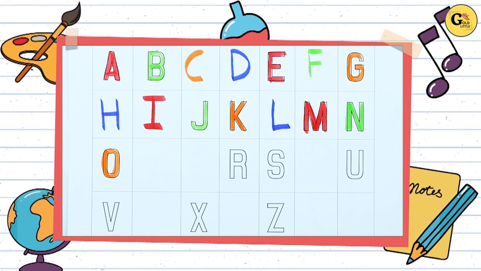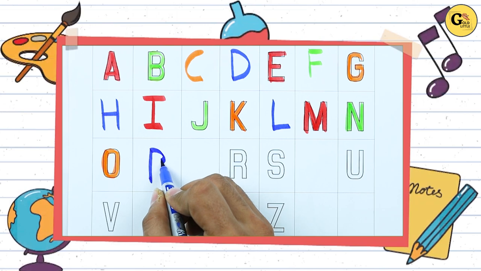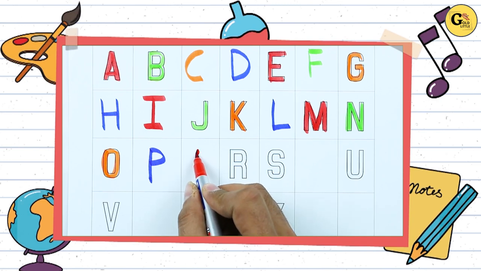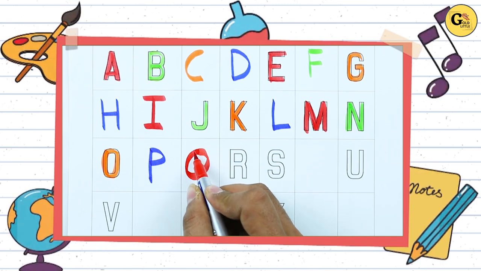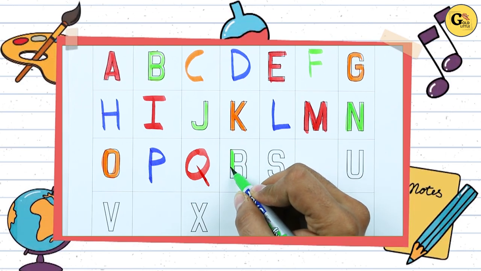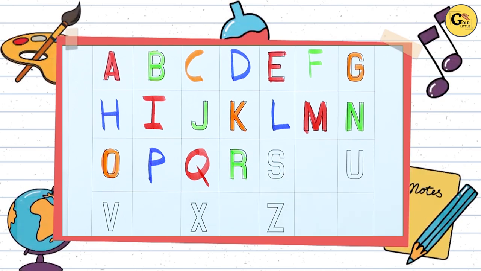What next? Tell me. Yes, it's P. P for parrot. What next? Tell me. Q. Q for queen. Next is R. R for rabbit with green color.